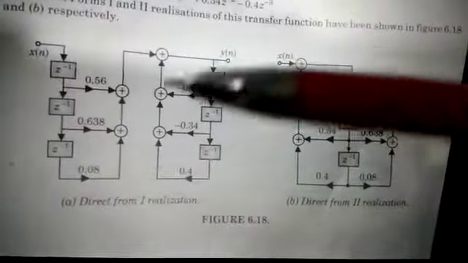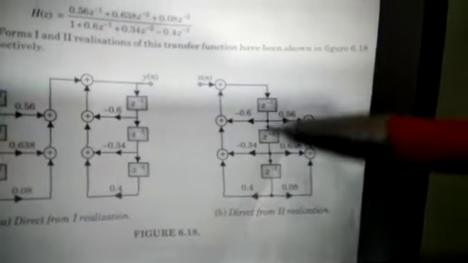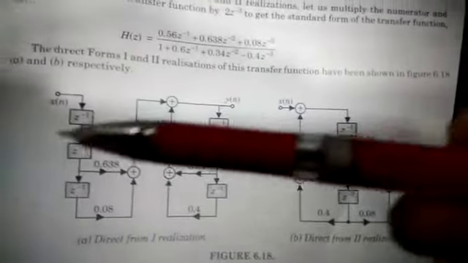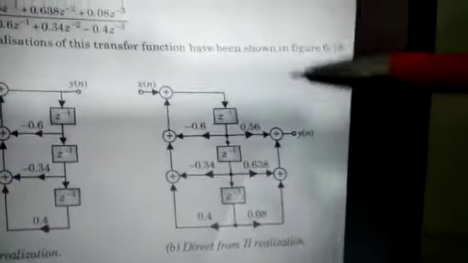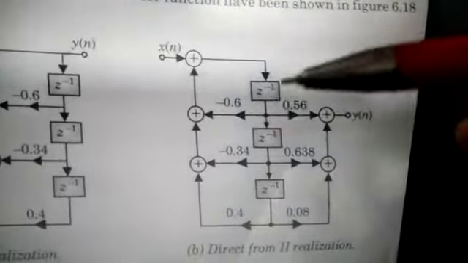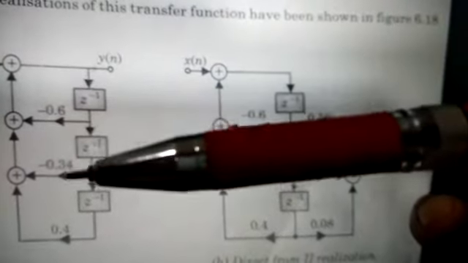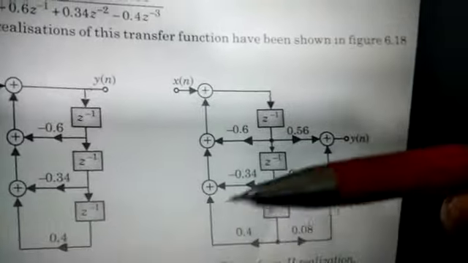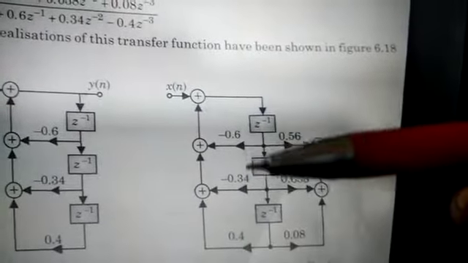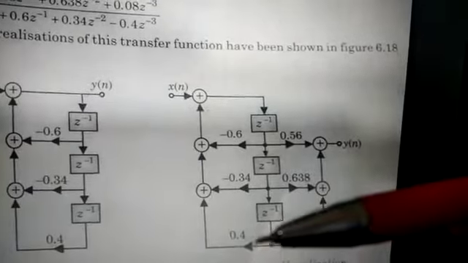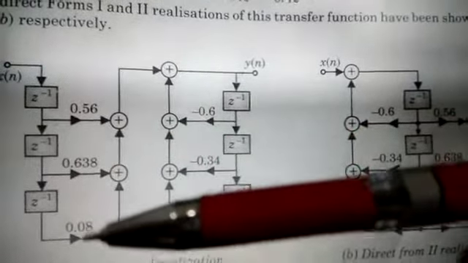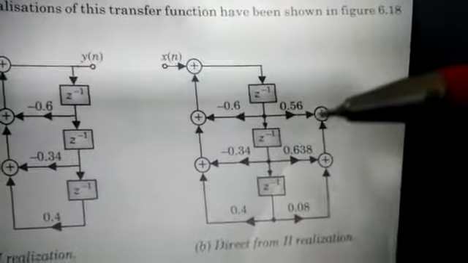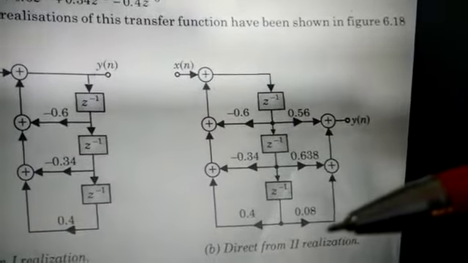In direct form 2, what we will do is take these delays common. Here you can see 3 delays are here, 3 delays are here. I will put 3 delays common, and this side will be shifted to the left and this left side will be shifted to the right, so that delays will be minimized here. Now you can see 0.6, minus 0.34 and 0.4. So this is minus 0.6, minus 0.34, and this is plus 0.4 towards this side, and here 0.56, 0.638 and 0.08.